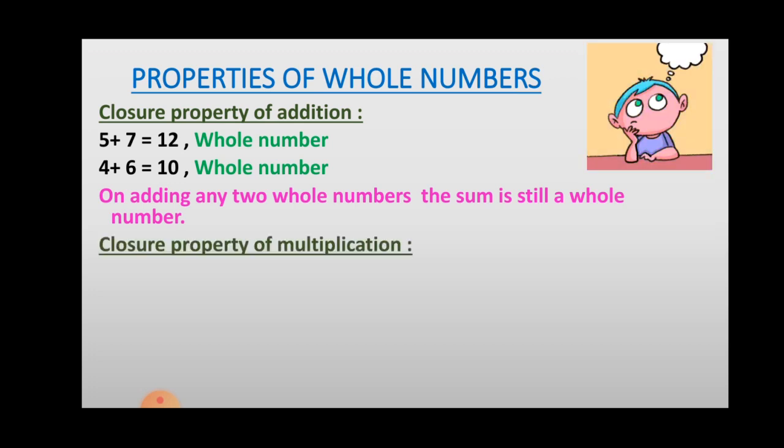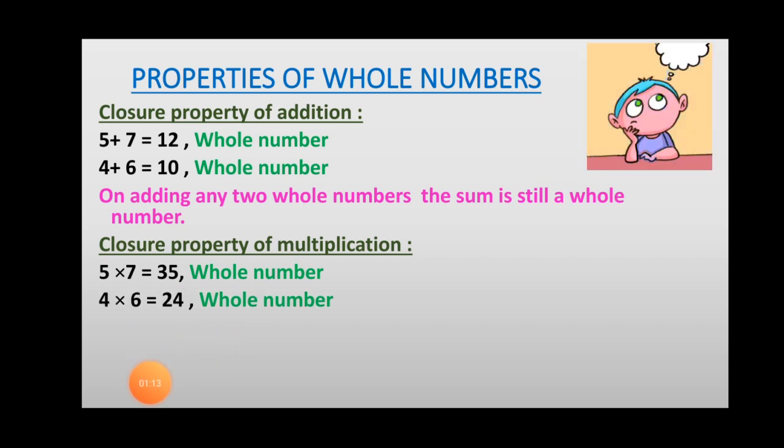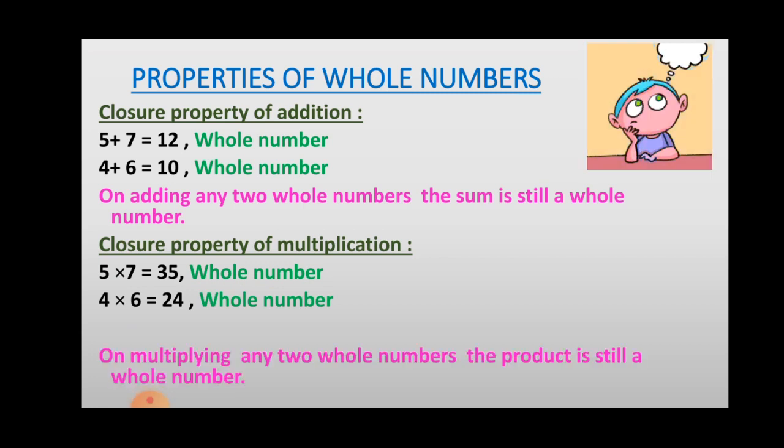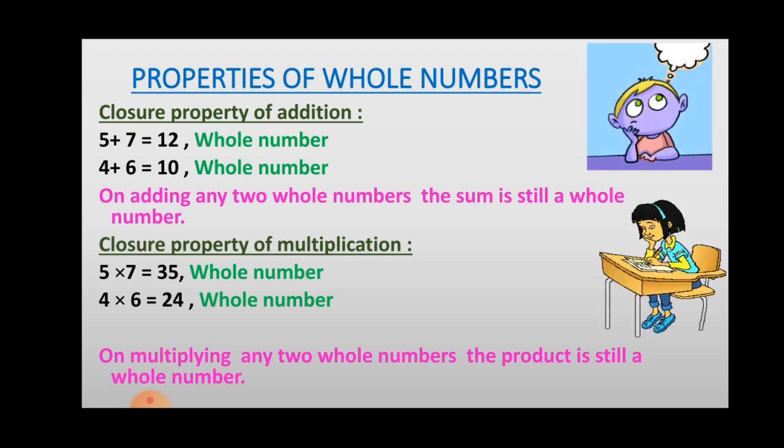In the same way, let us discuss the closure property of multiplication. So children, let's take an example here. You can see we have taken two whole numbers, 5 and 7, and on multiplying them we have obtained the product equal to 35, and this product is a whole number. In the same way, observe the second example on the screen, and with this, you can say that the closure property of multiplication states that on multiplying any two whole numbers, the product is still a whole number.